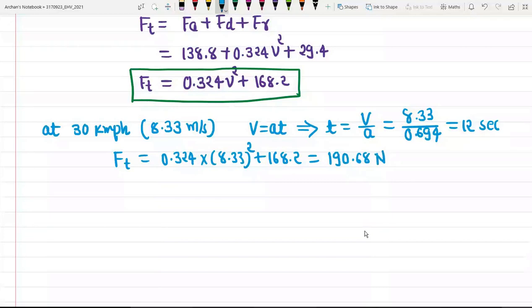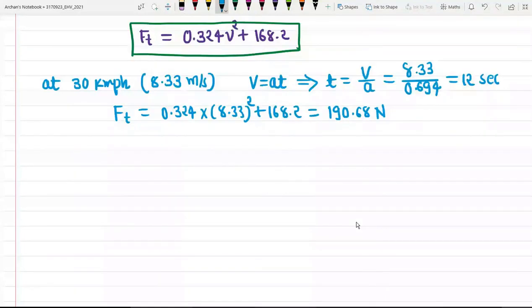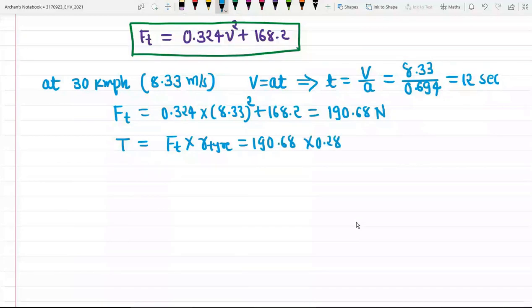Then we need to calculate torque. So torque T is equal to force multiplied with the radius, R tire. Force is, as we just calculated, 190.68 Newton, into tire radius 0.28 meter, and that comes around 53.39 Newton meter. So this much amount of torque is required to produce this much amount of tractive force.